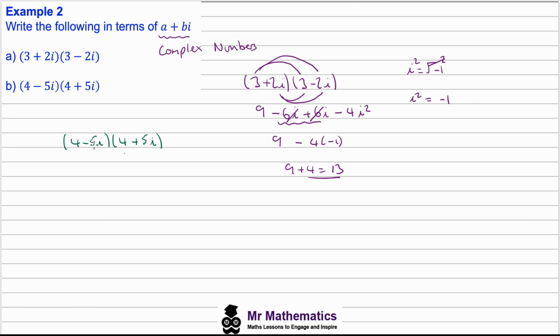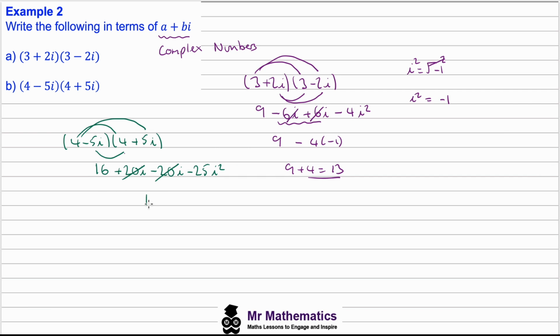So we'll multiply everything in our left bracket by everything in our right bracket. So we have 4 times 4, 16. 4 times 5i, 20i. Negative 5i times 4, negative 20i. And negative 5i times positive 5i will give us negative 25i squared. The positive 20i will cancel with the negative 20i.